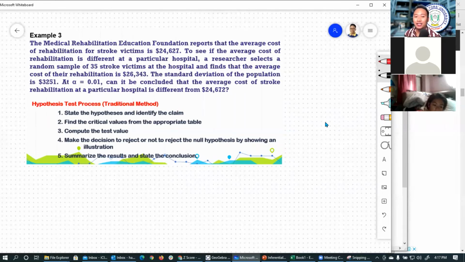A Medical Rehabilitation Education Foundation reports that the average cost of rehabilitation for stroke victims is $24,627. To see if the average cost of rehabilitation is different at a particular hospital, a researcher selects a random sample of 35 stroke victims at the hospital and finds that the average of this sample is $26,347. The standard deviation of the population is $3,251. At alpha 0.01, can it be concluded that the average cost of stroke rehabilitation at a particular hospital is different from 24,627?